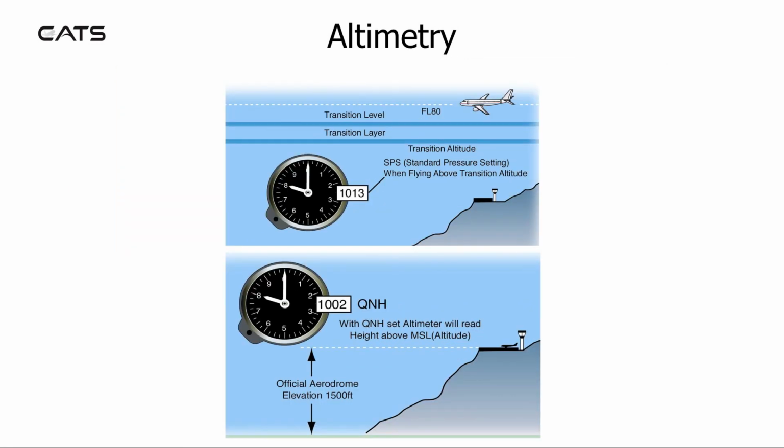With the 1013 set, an aircraft flying at flight level 80 will indicate 8,000 feet on the altimeter. With 1002 QNH set, the altimeter will read height above mean sea level.